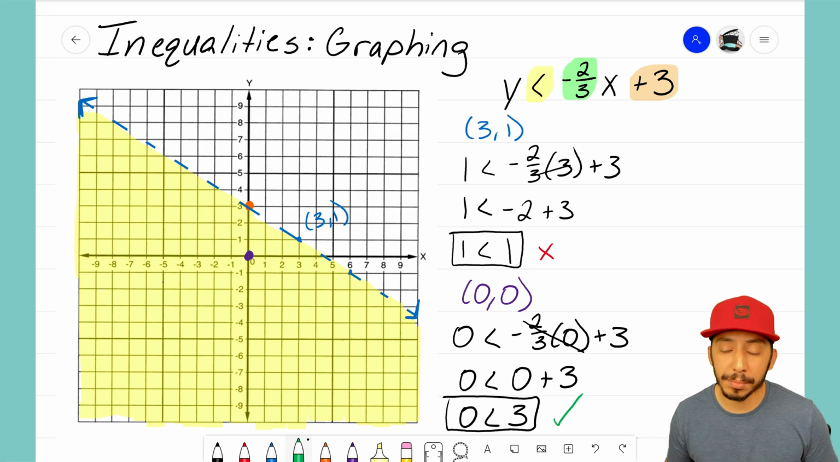The big twist for this problem, you've got to remember, if there's no equal sign, that line has to be dashed.